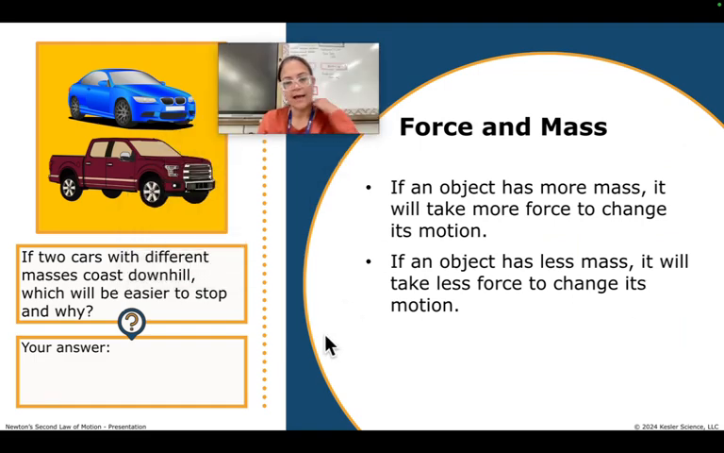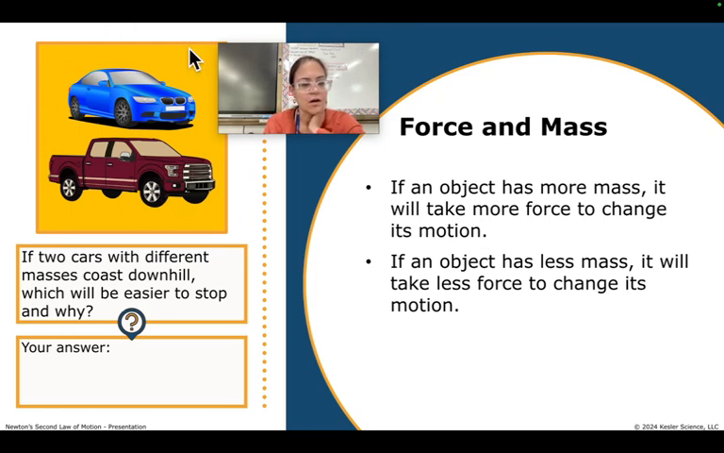Okay, so force and mass. If an object has more mass, it will take more force to change its motion. We will watch a Brain Pop about this because you'll get the example really easily. If an object has more mass, it will take more force to change its motion. If an object has less mass, it will take less force to change its motion. That makes sense, right? Heavier, more massive things take a lot more force to push because it's harder to push them, right? Something that's light and easy, a lot easier. That's why it's a lot easier to pick up a little kid than it is to pick up a grown man. So has more mass, it's going to be a lot harder.